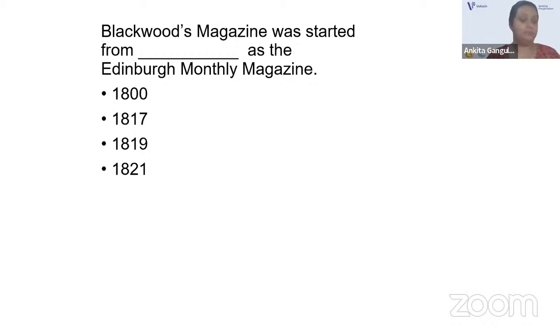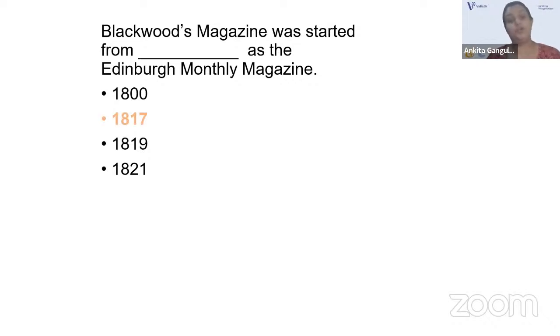So here we have one of the most significant magazines of all times, that is Blackwood's Magazine. Blackwood's Magazine was a British magazine and miscellany printed between 1817 and 1980. It was founded by the publisher William Blackwood and was originally called the Edinburgh Monthly Magazine. The first number appeared in April 1817 under the editorship of Thomas Pringle and James Cleghorn. Okay, so this Blackwood's Magazine was started in 1817.